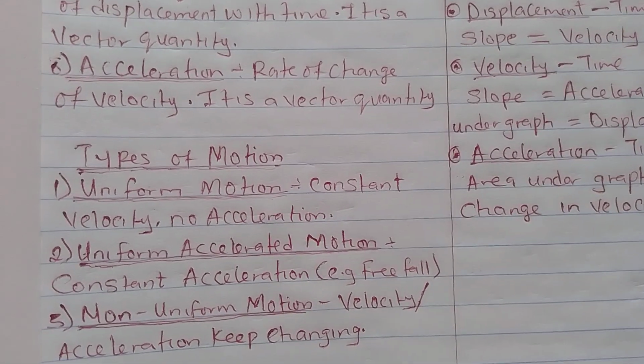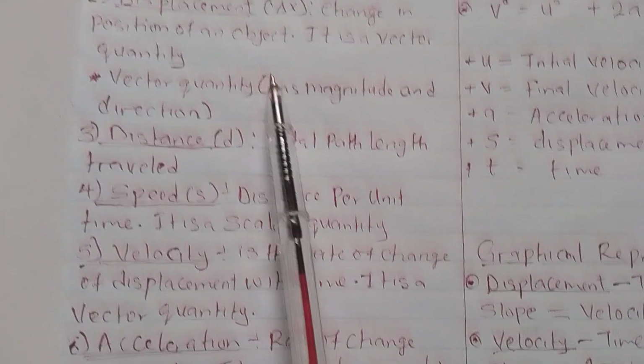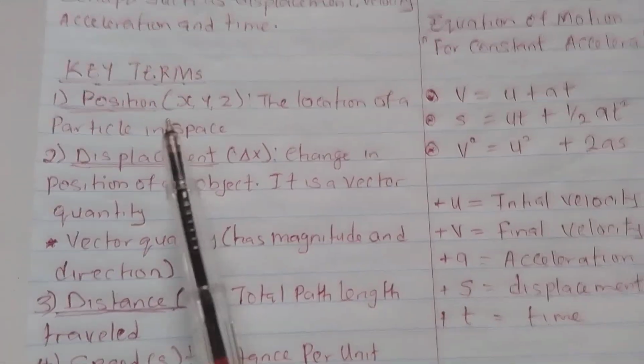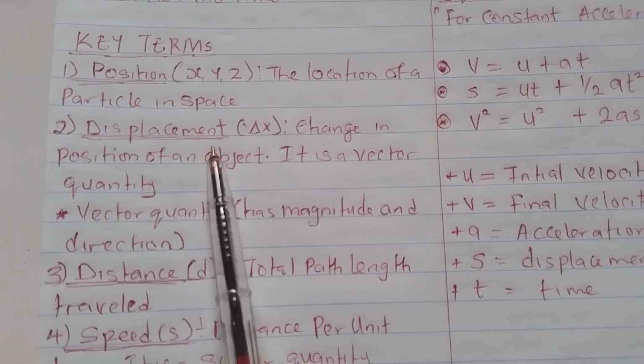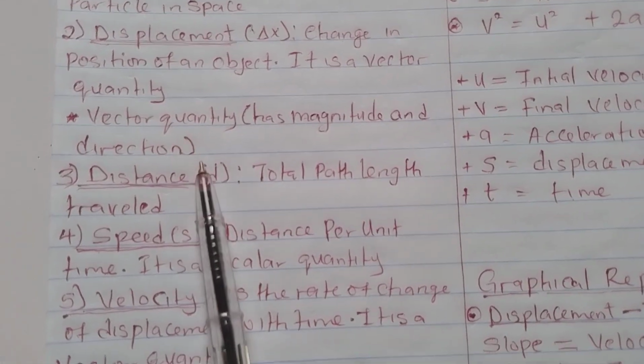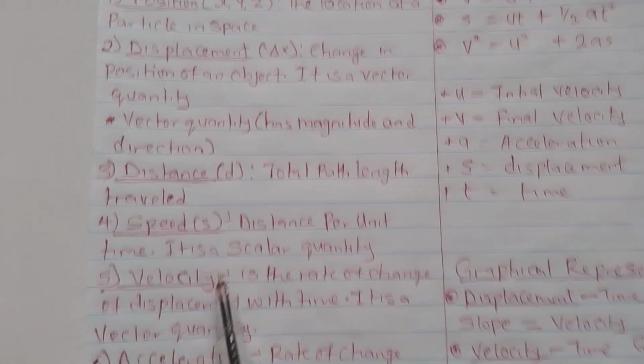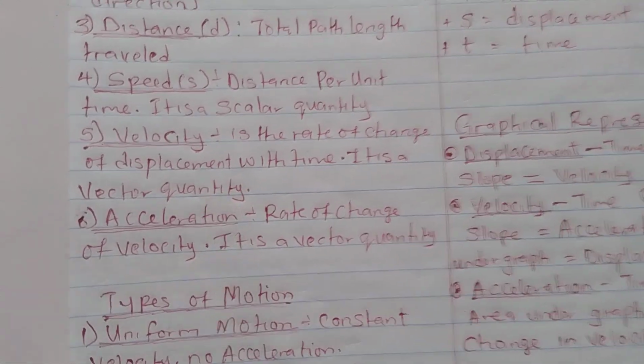So these are the key terms we'll be talking about. Let's take note of them: the position, the displacement, the distance, the speed, the velocity, and the acceleration.